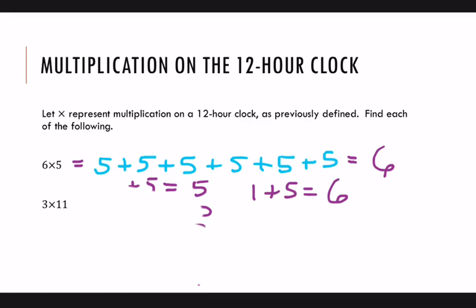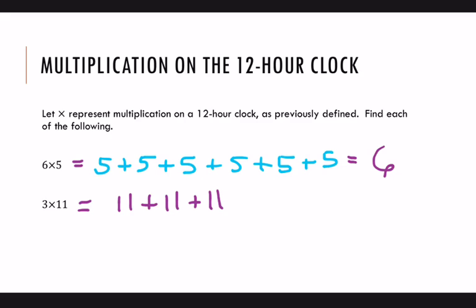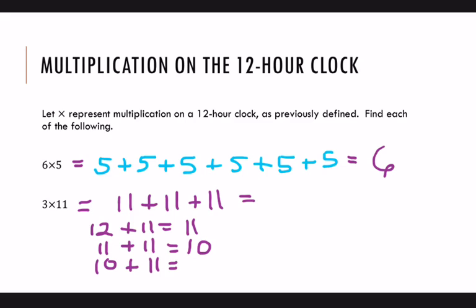All right, let's try 3 times 11. If you want, pause this, see if you can do this on your own. Okay, so this is 11 added 3 times. Start at 12, add 11, brings you to 11. 11 o'clock plus 11 hours is 10. And 10 plus 11: count ahead, 10 plus 2 would be 12, and then you need to go 9 more hours, so that's 9 o'clock. So 3 times 11 is 9.